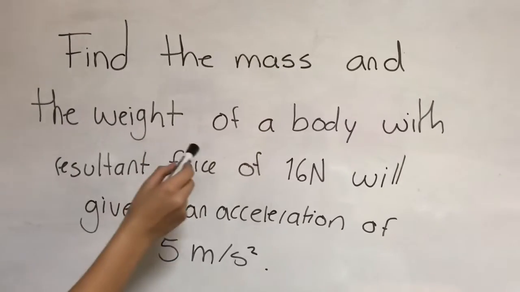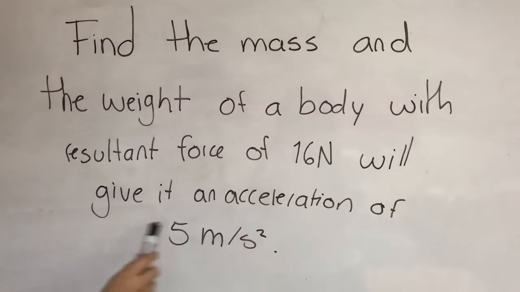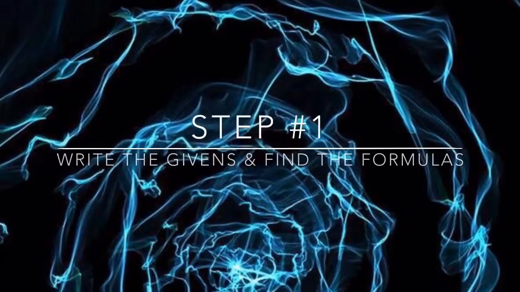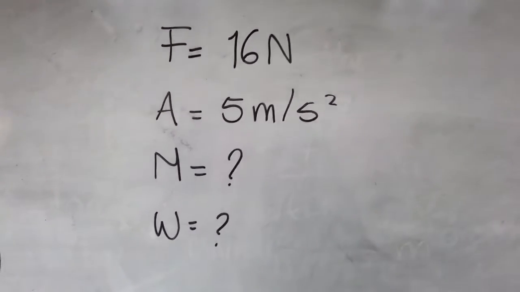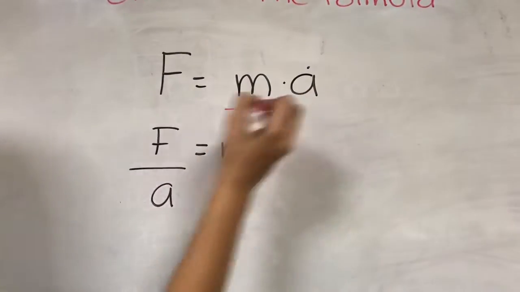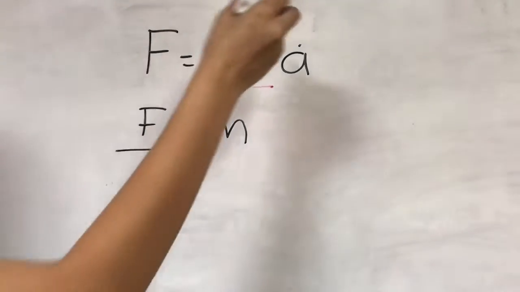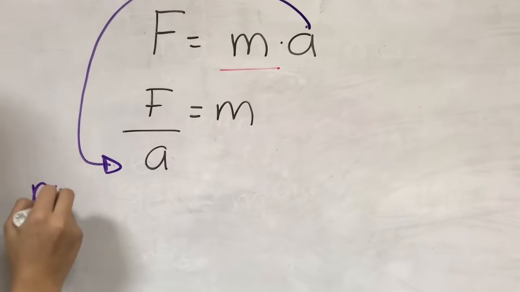Find the mass and the weight of a body with a resultant force of 60 newtons that gives an acceleration of 5 meters per second squared. First, we need to find mass. For that, we pass acceleration to the other side to divide.